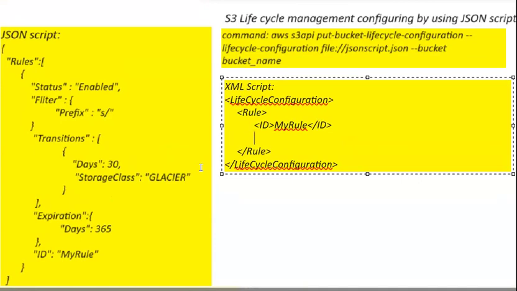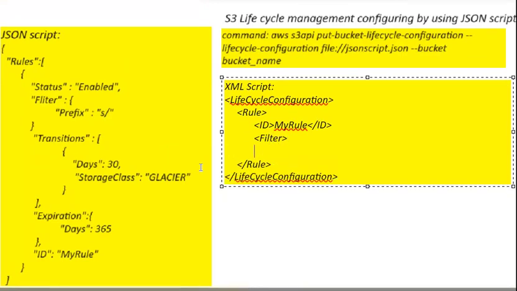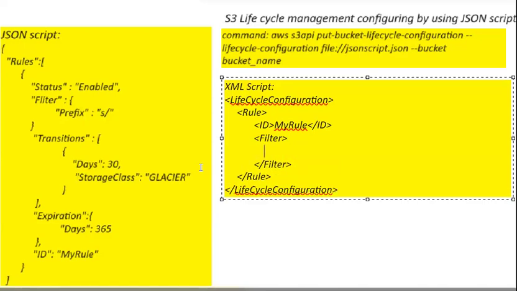Now, let's say I want to provide a filter with some prefix. Then how can I provide it? You can provide it simply by writing filter here. So opening and closing you need to write. Within that, you need to specify prefix, right? To specify prefix also, you need to write opening and closing as well. In between this, you need to specify your prefix. Let's say I don't want to specify, then leave it.